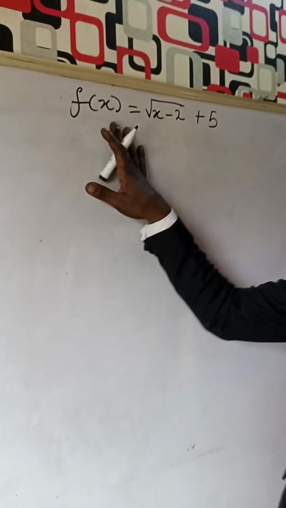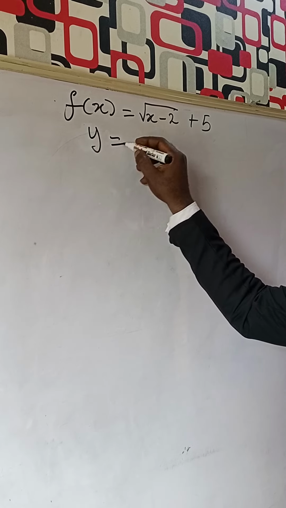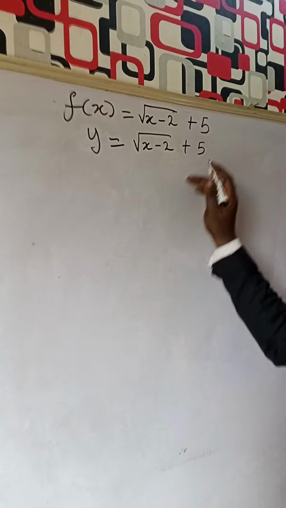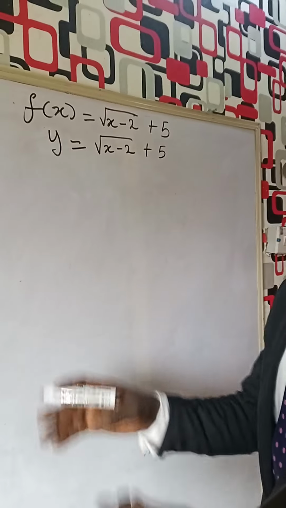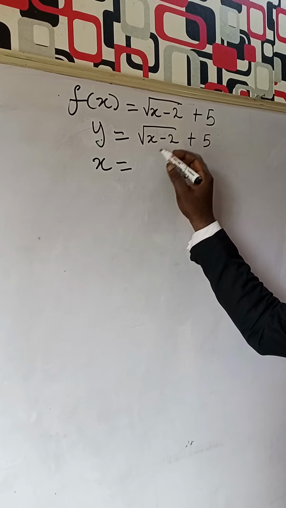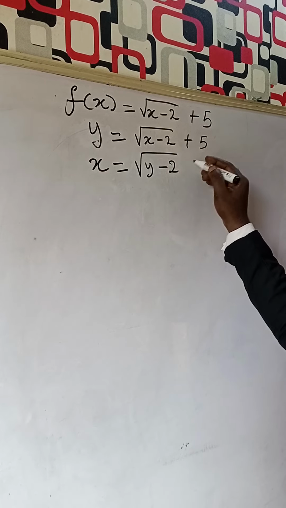Okay, so we're trying to find the inverse function of this question. Remember, f of x becomes y equals the square root of x minus 2 plus 5. And the next thing we do is to interchange y for x. So y becomes x, equals the square root of x minus 2 now turns to the square root of y minus 2 plus 5.